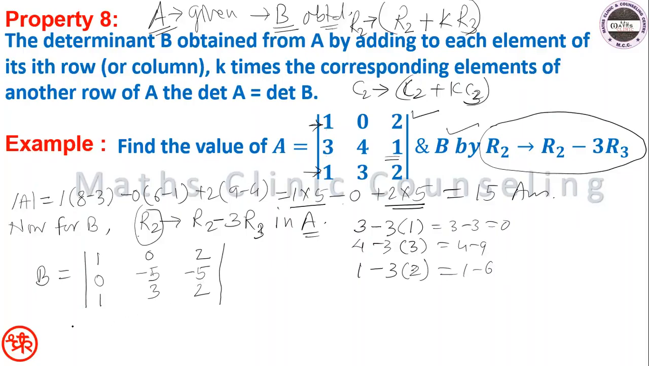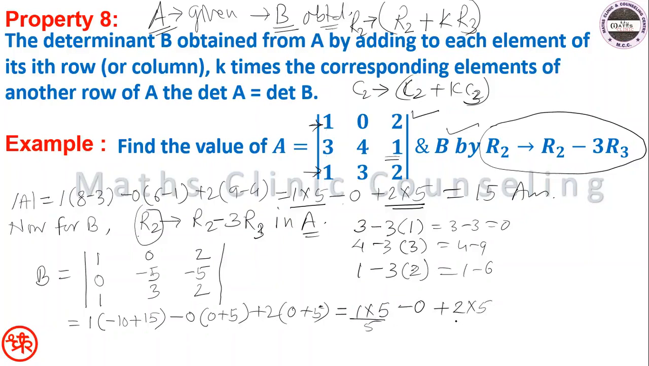Now we find this value. So now it is equal to 1 multiplied by minus 10 plus 15, then minus 0 multiplied by 0 plus 5, plus 2 multiplied by 0 plus 5. Okay. So what is the answer? 1 into minus 10 plus 15, that is 5, minus 0 plus 2 into 5. So this is 5 and this is 10. So it is equal to 5 plus 10, 15.